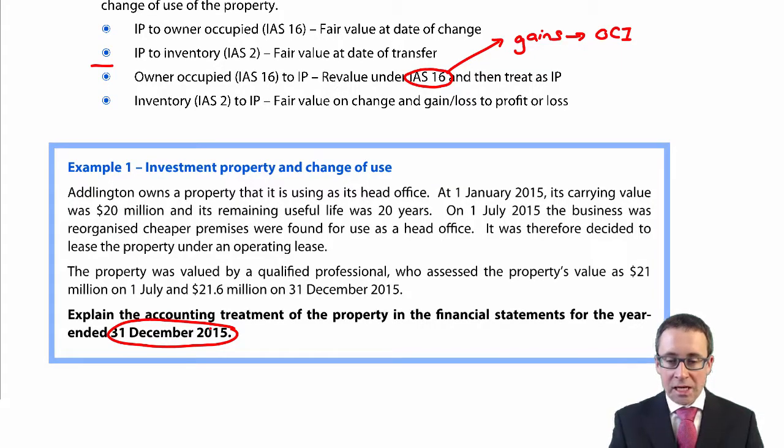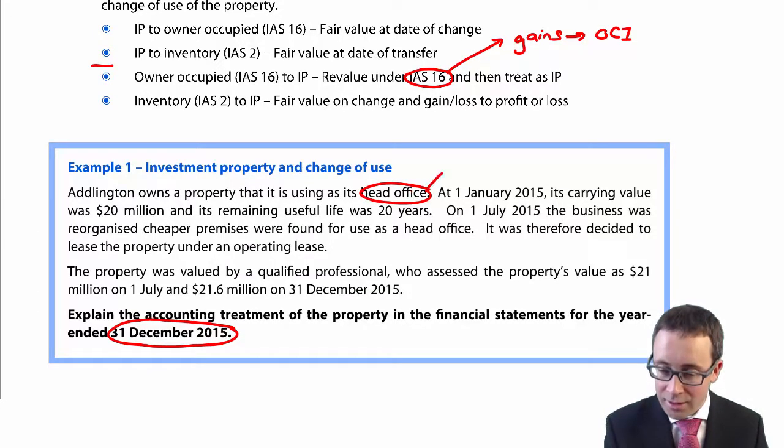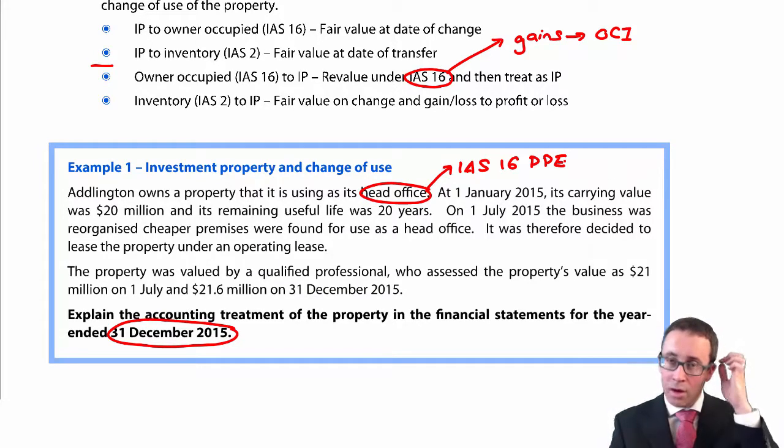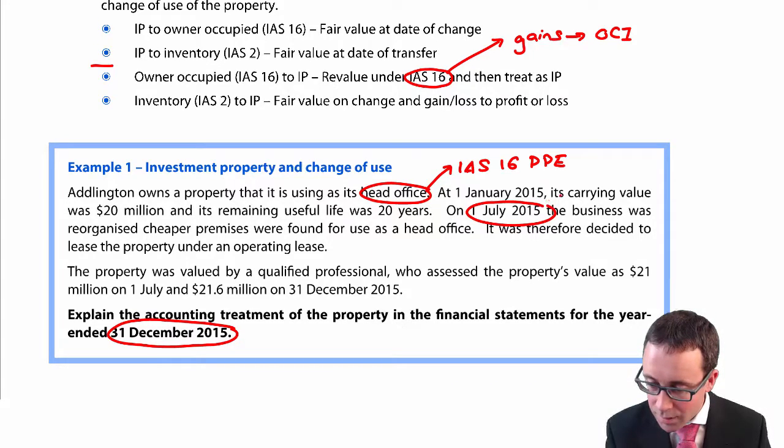It says that Adlington owns a property that it is using as its head office. If you have it as its head office, then that's PPE under IAS 16, isn't it? On the 1st of January 2015, its carrying value was 20 million and its remaining life was 20 years. So we could depreciate that 20 million over the remaining 20 years, can't we? Then the 1st of July 2015.